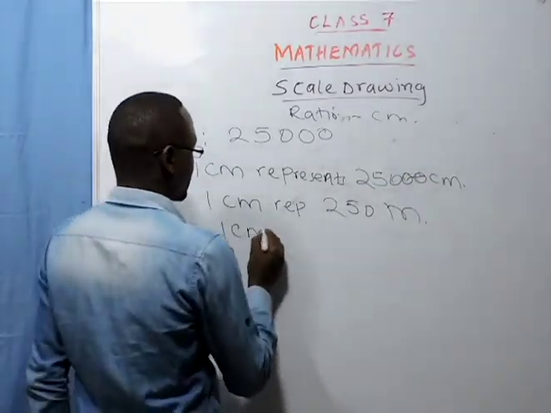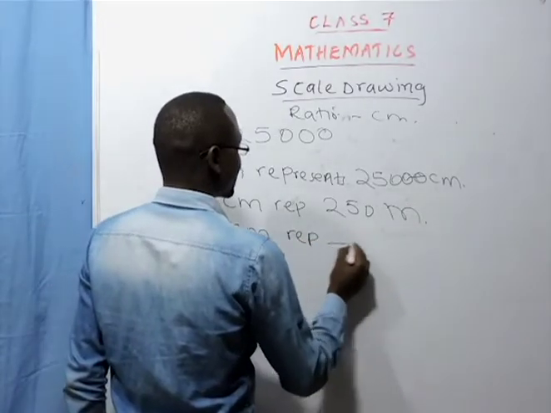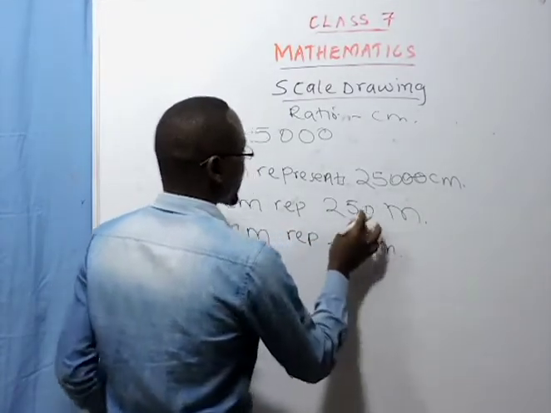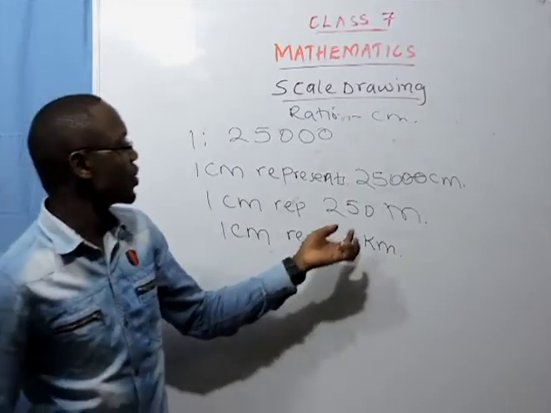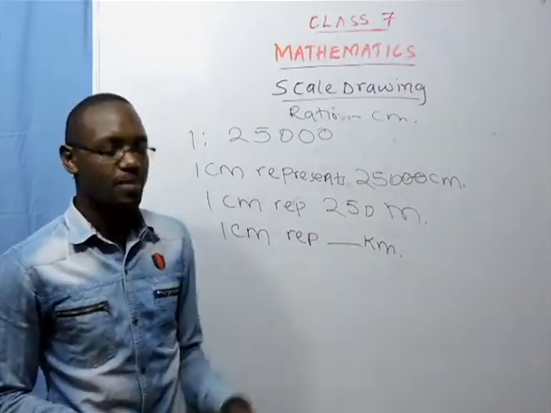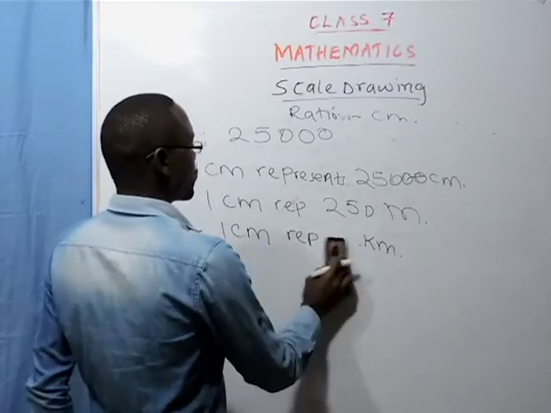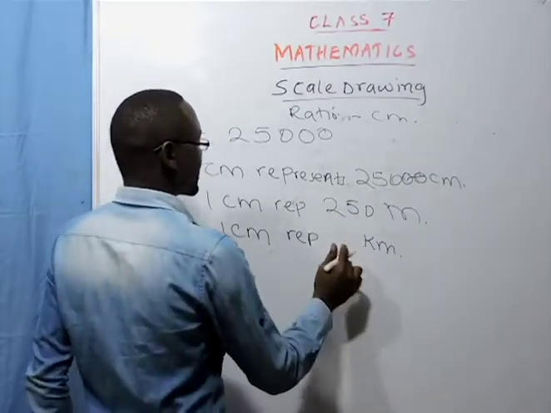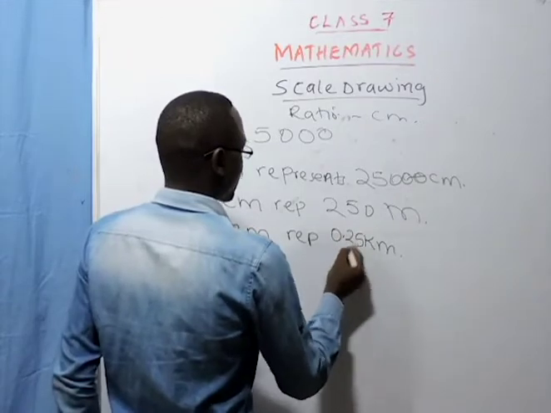This scale can still be written as 1 centimeter represents dash kilometers. Convert 250 meters to kilometers. How do we convert meters to kilometers? We divide by 1,000. So the scale will be 1 centimeter represents 0.25 kilometers.